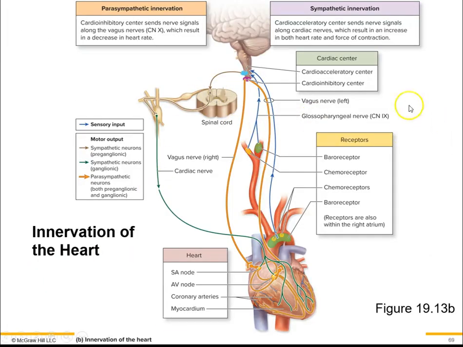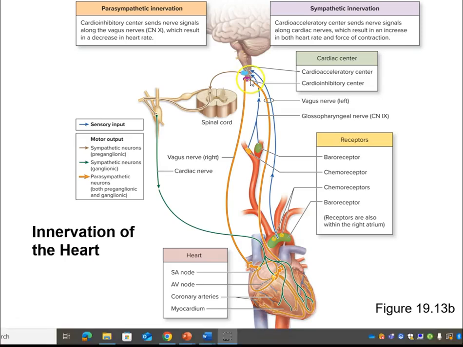All right, and here it is laid out in a diagram for you. So here's the cardiac center of the medulla oblongata. You have the cardioacceleratory center and the cardioinhibitory center. The cardioacceleratory center has sympathetic neurons that are going to synapse at the T1 through T5 segments, and then innervate throughout the heart: the SA node, the AV node, the myocardium, and the coronary arteries.